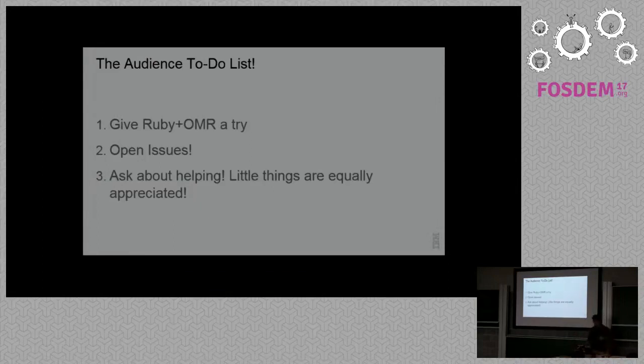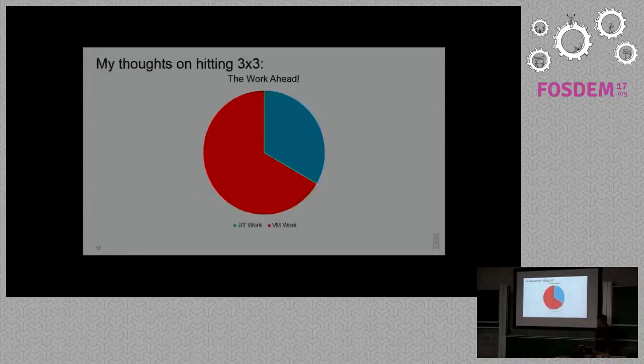So for hitting Ruby 3x3, the work ahead kind of looks like this in my mind. Yeah, we do have some work that has to happen in the JIT compiler, but a lot of it's going to be VM work. And to reiterate the point I made earlier, the VM work can be shared among competition. So any of this work that you do or I do on the Ruby VM probably can be used again by another JIT implementation for MRI.